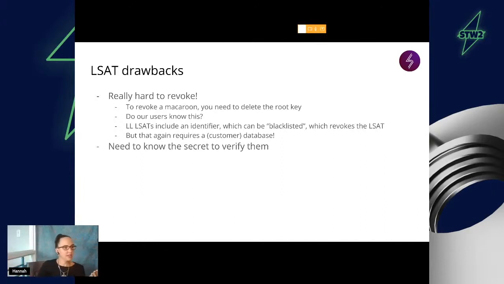All right. LSATs include an identifier, which, okay. So if you want to specifically blacklist someone, then you have to include some sort of identifier, but then that goes back to you have to maintain a database, right? So there are some drawbacks to doing it this way. All right, but you need to know the secret to verify them. If you lose your secret, you can't verify any macaroons, any of your own macaroons, which is a problem.